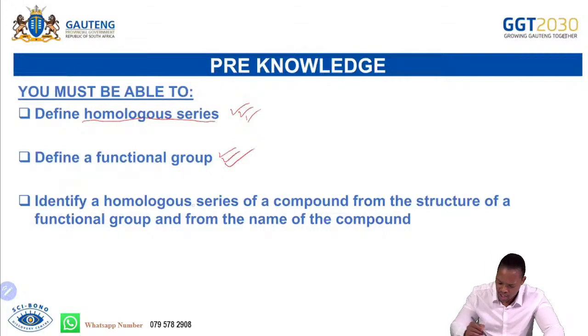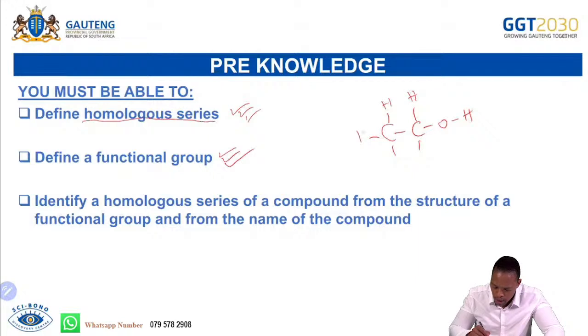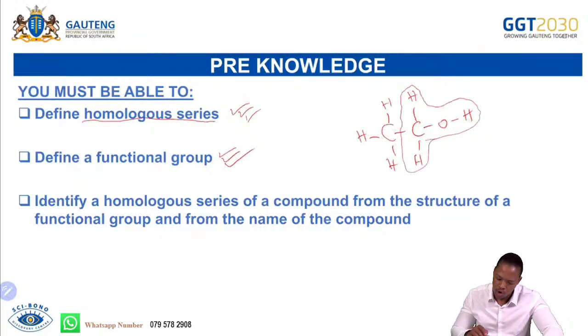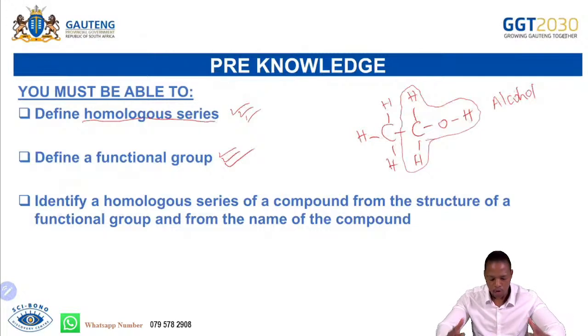So by looking at the structure of a functional group, say here is a compound. You have a compound and this compound looks like this. So what's the structure of the functional group? In this case, it will be this guy here. This guy here will be the structure of the functional group. So by looking at it, I can say that the homologous series here is what? It is an alcohol. So by looking at the structure of the functional group, you must be able to identify that this compound belongs to alcohols. So you're identifying a homologous series there.